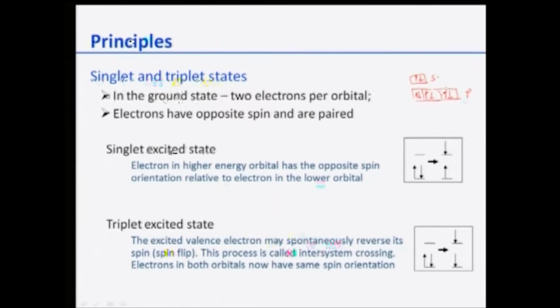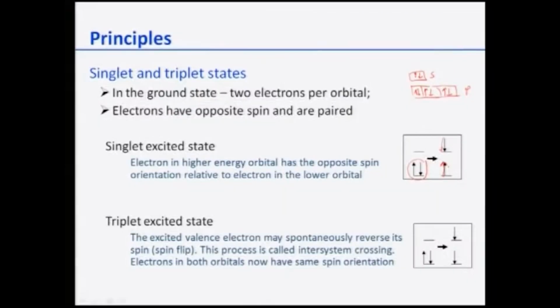Now, what happens in the singlet excited state? The electron in the higher energy orbital has the opposite spin orientation relative to the electron in the lower energy orbital. That is what is shown. So, if I have this state and then excite it, the electron in the higher energy orbital has this spin, which is shown here, and the electron in the lower energy orbital has this spin. They have opposite spins. That is what is called the singlet excited state, and this has a certain energy difference that comes out as light.